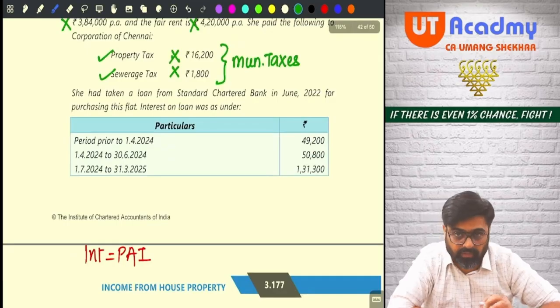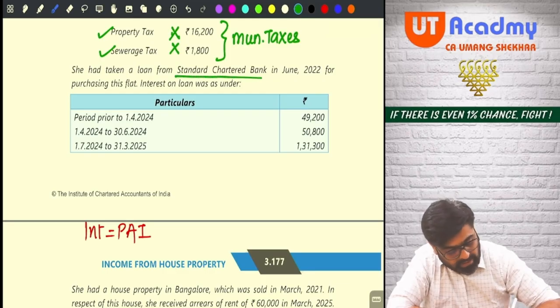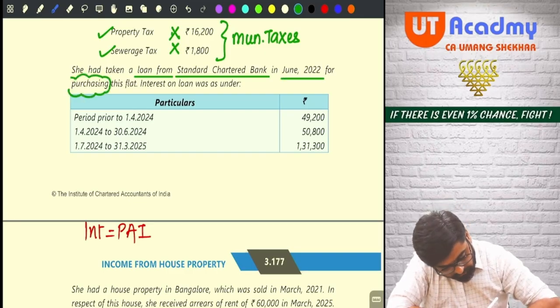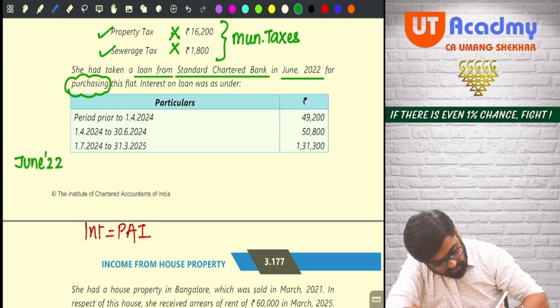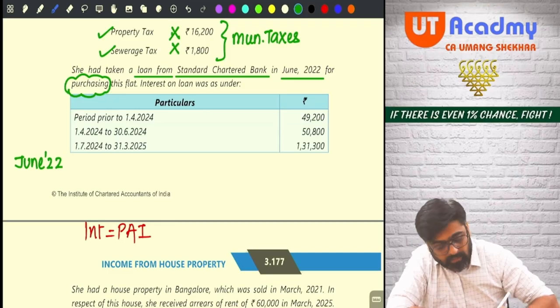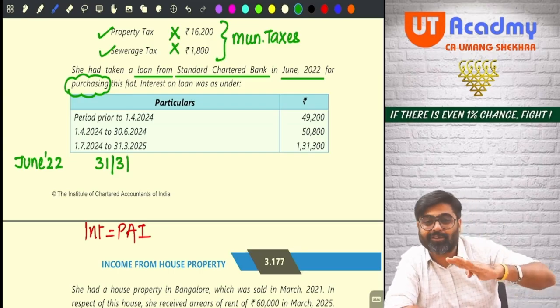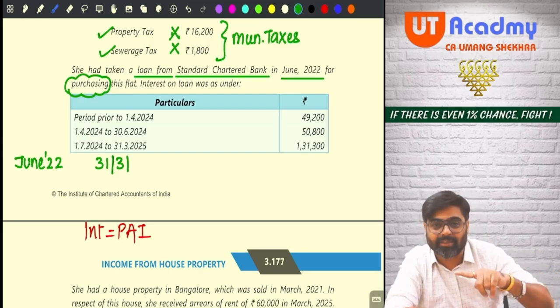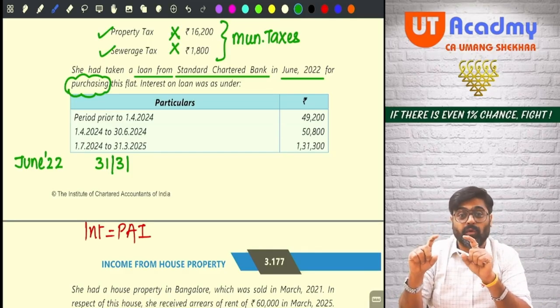Now the important part of this question. They are saying that for this Chennai property, she had taken a loan from Standard Chartered Bank in June 2022 for purchasing this flat. So can I say from June 2022 till the 31st March immediately preceding the DOCOC, date of completion of construction or date of acquisition, 31st March. See, pre-construction interest is also known as pre-acquisition interest.